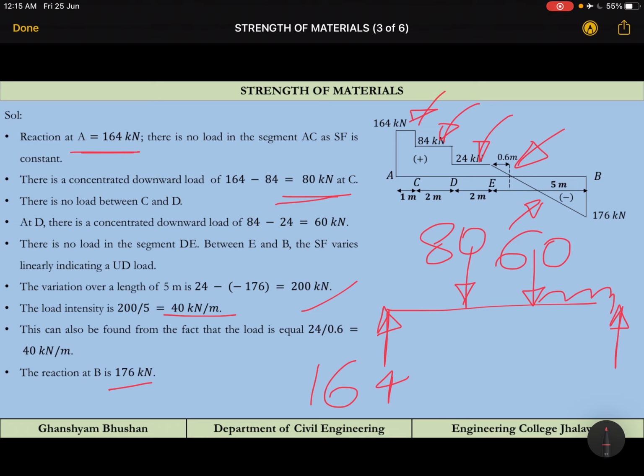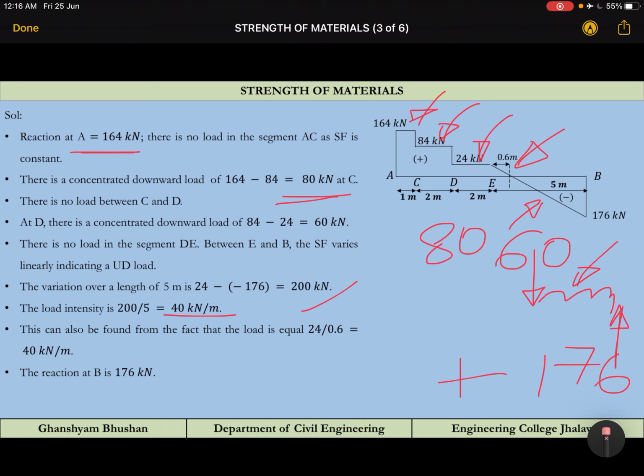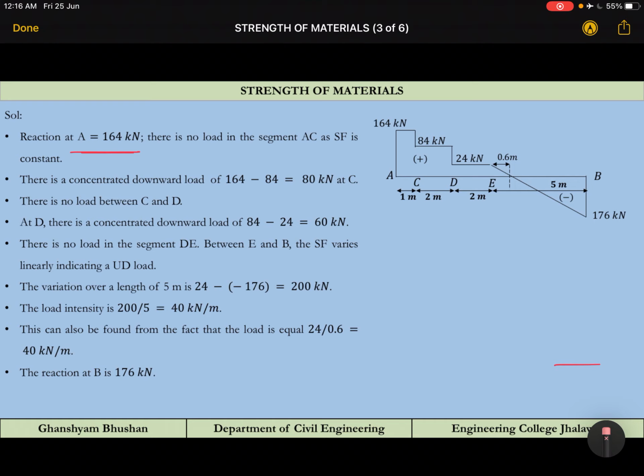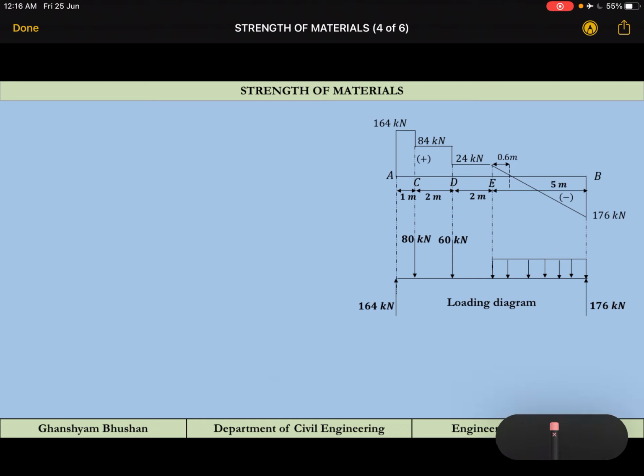One more thing you can do: calculate this, 200 plus 60 is 260, 260 plus 80 is 340, and by adding these two also we are getting 340. That means upward force is equal to downward force. So the force balancing is done till here, and we have our loading variation. Okay, so I hope you are getting the concepts which are being taught here. So this will be your loading diagram.